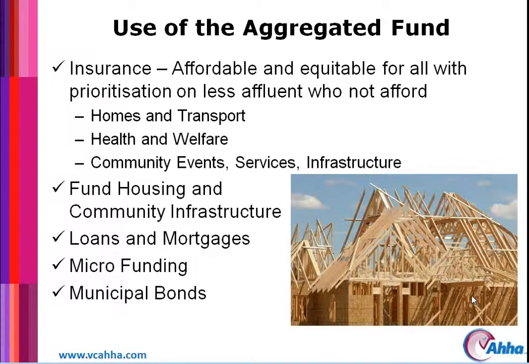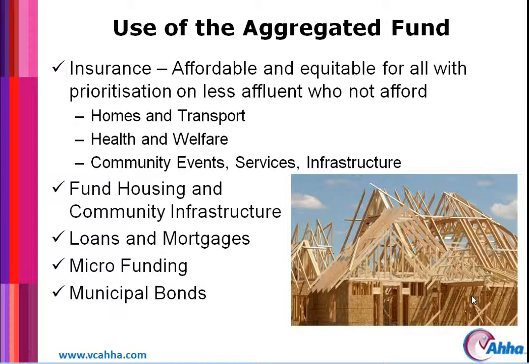First one is insurance. There are many not-for-profits and many charities that run activities that cannot get professional indemnity, public liability insurance, and those sorts of insurance. This is killing off these community events. Because we have the aggregated fund, we can use that fund for insurance for community events.